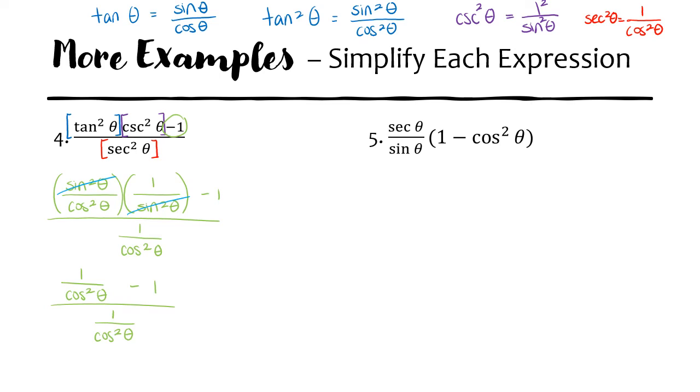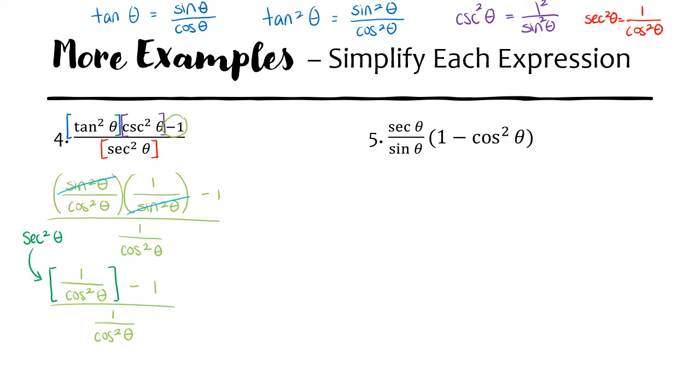Okay, 1 over cosine squared. Let's take a pause and think about that 1 over cosine squared. How can I perhaps rewrite that thing? Well, this is another element of our reciprocal identities. 1 over cosine squared is also equal to secant squared.